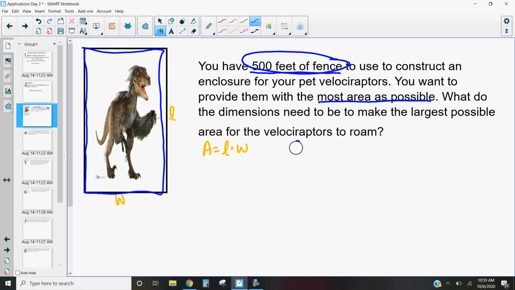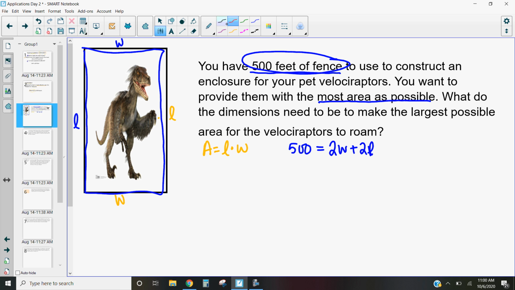So our perimeter here, or the amount of fencing that we have, is 500. And that 500 should be a length plus a width plus a length plus a width. So I have two lengths and two widths. So that 500 feet of fencing needs to equal our two widths plus our two lengths. And we need to figure out what those are.